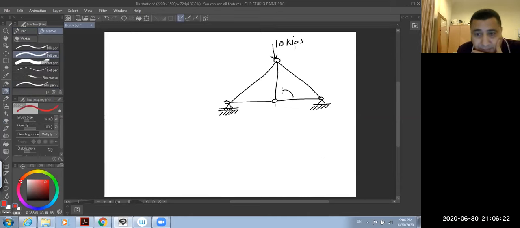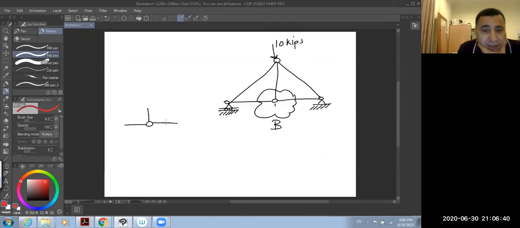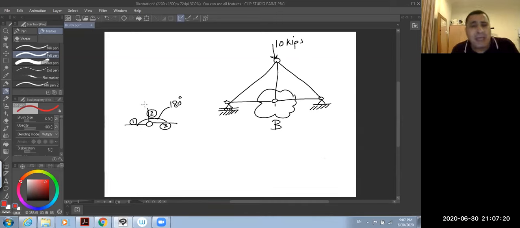Look at this joint, joint B. How many members does joint B have? One, two, three members. What happens in this joint? There is no external force, and it is not at a support. And member one and member three are at 180 degrees between them. The two members are collinear. That means member number two is zero.